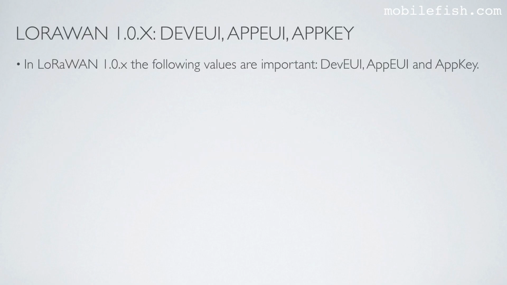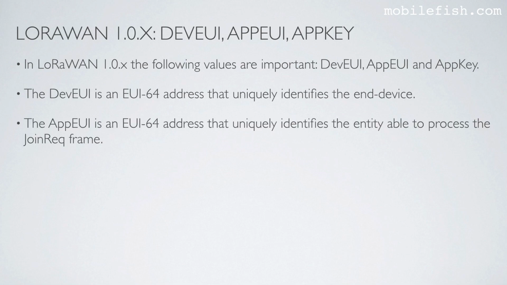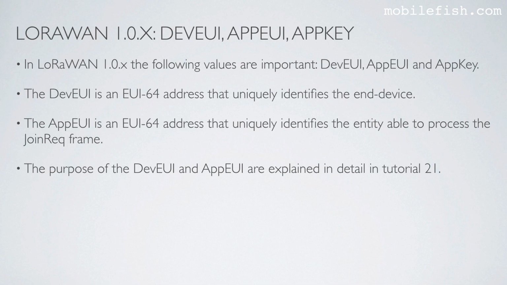In LoRaWAN 1.0.x, the following values are important: DevEUI, AppEUI, and AppKey. The DevEUI is an EUI-64 address that uniquely identifies the end device. The AppEUI is an EUI-64 address that uniquely identifies the entity able to process the join request frame. The purpose of the DevEUI and AppEUI are explained in detail in tutorial 21.